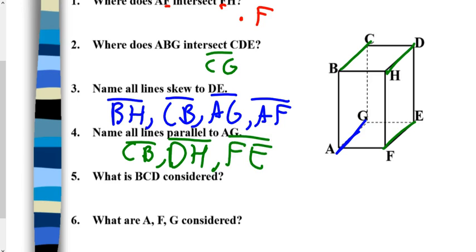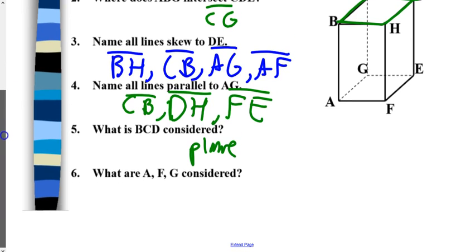What is BCD considered? BCD. Again, you can do this with your pencil or your finger. So BCD. Well, not collinear, so that means it is a plane. All 3 of those points are coplanar. It's the top of the box.